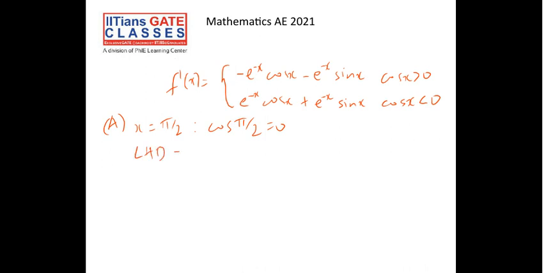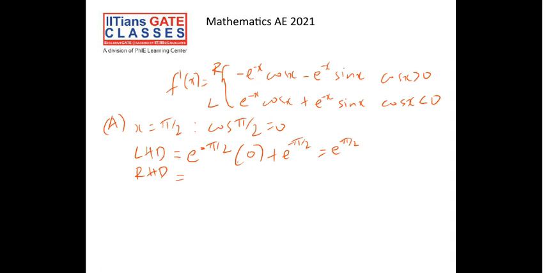So the left hand derivative, the left hand will be this expression. This is left, this is right. For the left hand derivative, we substitute x equal to pi by 2. So we are going to get e raised to minus pi by 2 times cos pi by 2, which is 0, plus e raised to minus pi by 2 times sin pi by 2, which is 1. It comes to e raised to minus pi by 2.